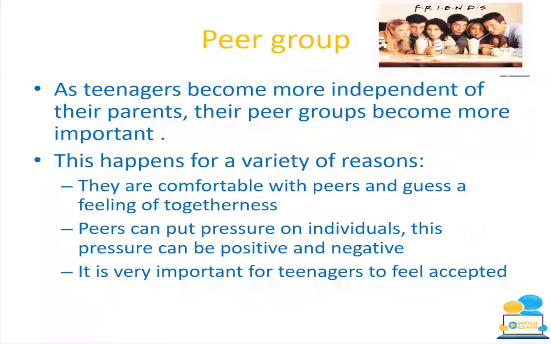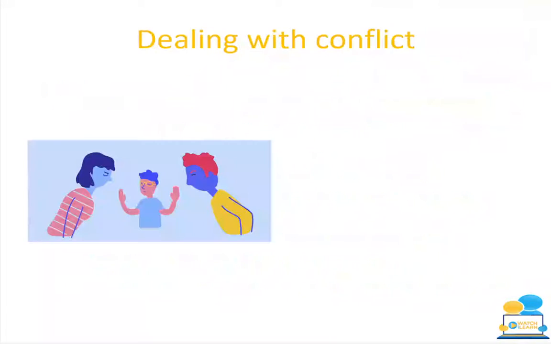This happens for a variety of reasons, okay? They're more comfortable with people their own age. They feel like they understand them better. Peers can put pressure on individuals, so this can be positive, for example, getting you involved in the school volleyball team. Negative could be smoking and drinking. So it's really important for teenagers to feel accepted, and when they're not feeling accepted, this is when tension can arise and conflict can arise.